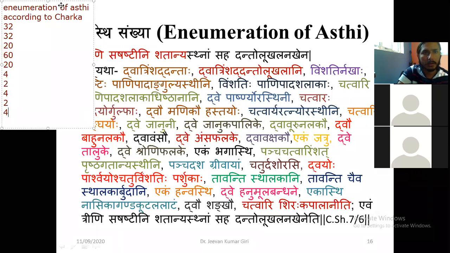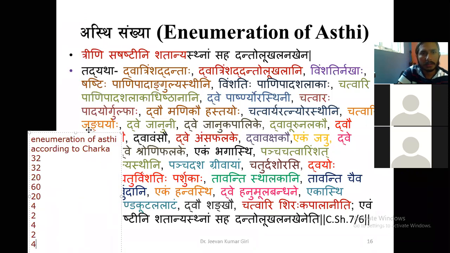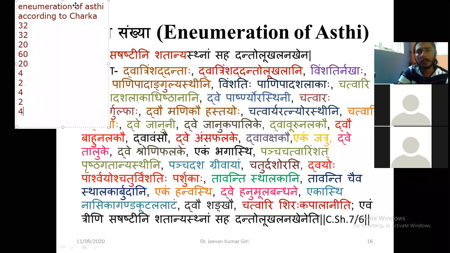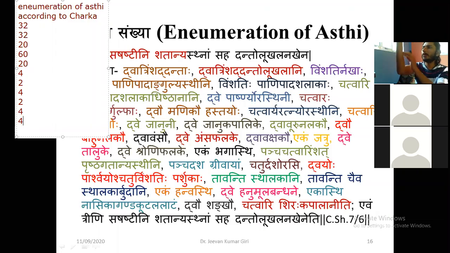Then similarly, next is the Chatvari Janghayo. That is the bone of the leg. So the bones of the leg are also 4. See here, the bones of Ratnayora Asthini will be 2 here and 2 here, so total 4. Similarly in the leg also 2 in each: tibia and fibula. That is the Chatvari Janghayo.